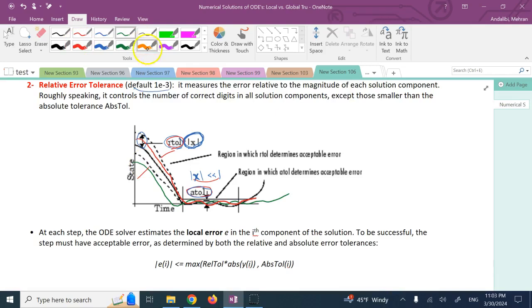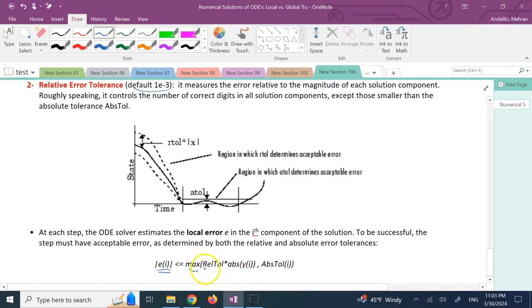Or if, on the other hand, I have a solution like, let's say, this blue one, where the relative zone is good, but when it comes to small values it goes kind of like this, then it fails the absolute tolerance zone. So relative and absolute tolerances give us some envelopes within which we can stay. And how do we combine them? We say that the error should be less than or equal to the maximum of the relative tolerance times the absolute value of the solution, and the absolute tolerance.